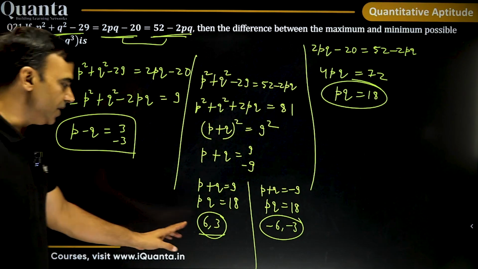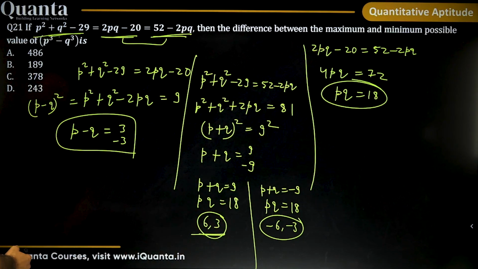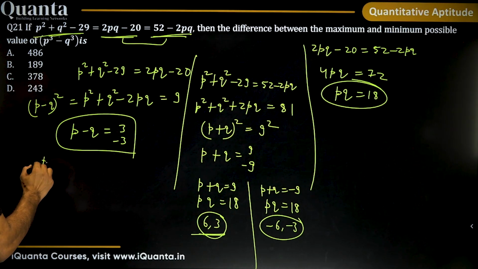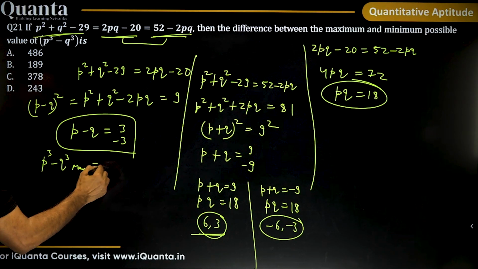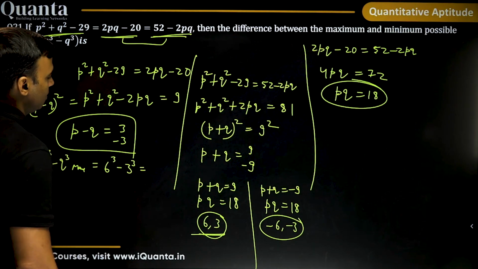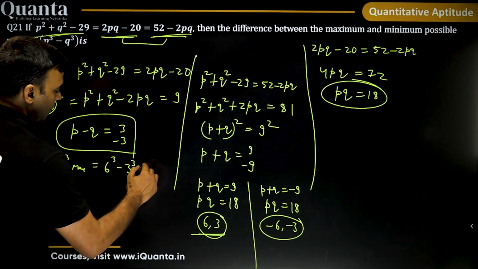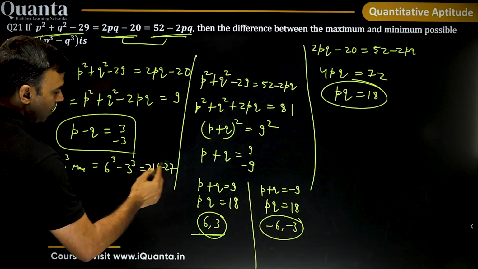So the one possibility is 6, 3. The other possibility is minus 6, minus 3. If I take this one, then I should get the maximum value. So p cube minus q cube, maximum value will be equal to 6 cube minus 3 cube. How much is 6 cube? 6 cube is 216 minus 27. So this is equal to 189.